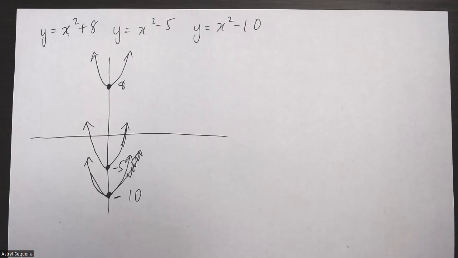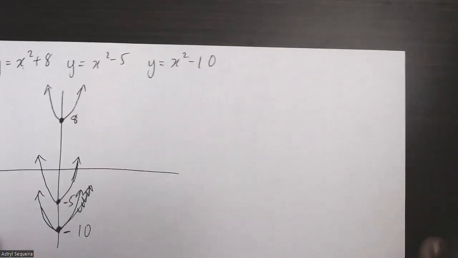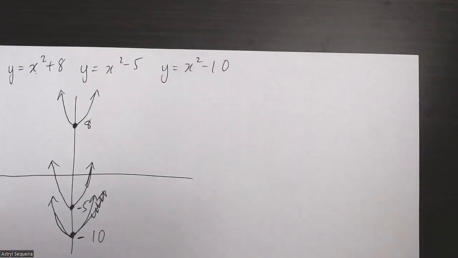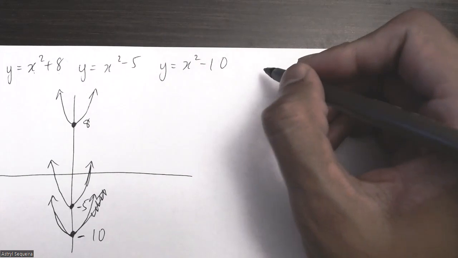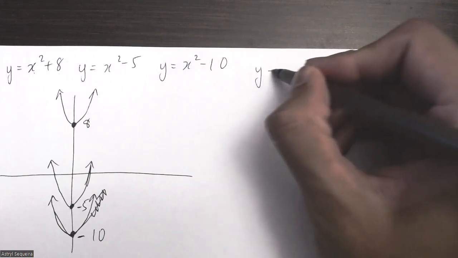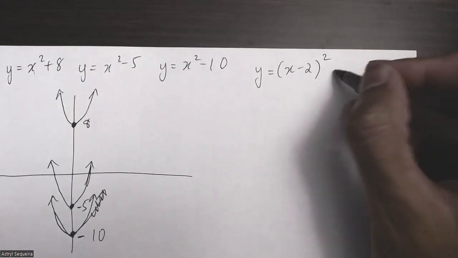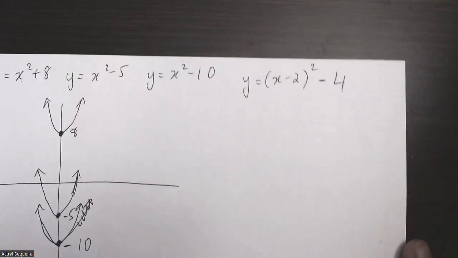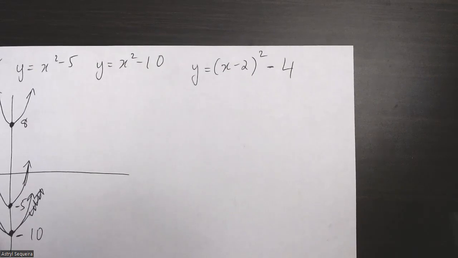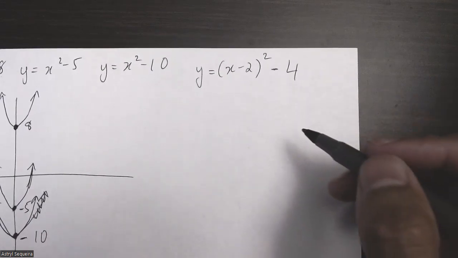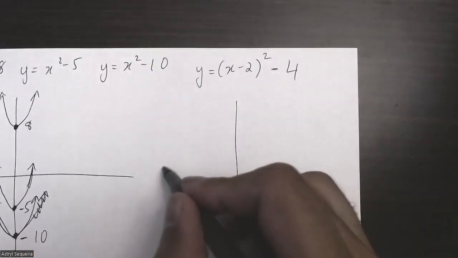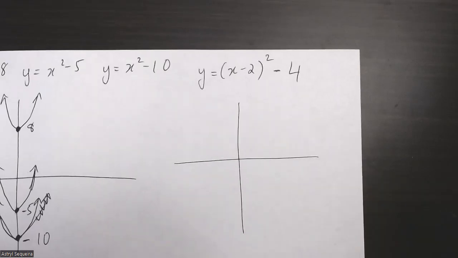So let's take a look at some of these examples over here. Pick a couple of them. Start with something a bit easy. So y equals (x minus 2) squared minus 4. We need to do a couple of things on this question. We need to know how to plot this graph and find the axis of symmetry, the vertex, all those kinds of things. So let's get started.